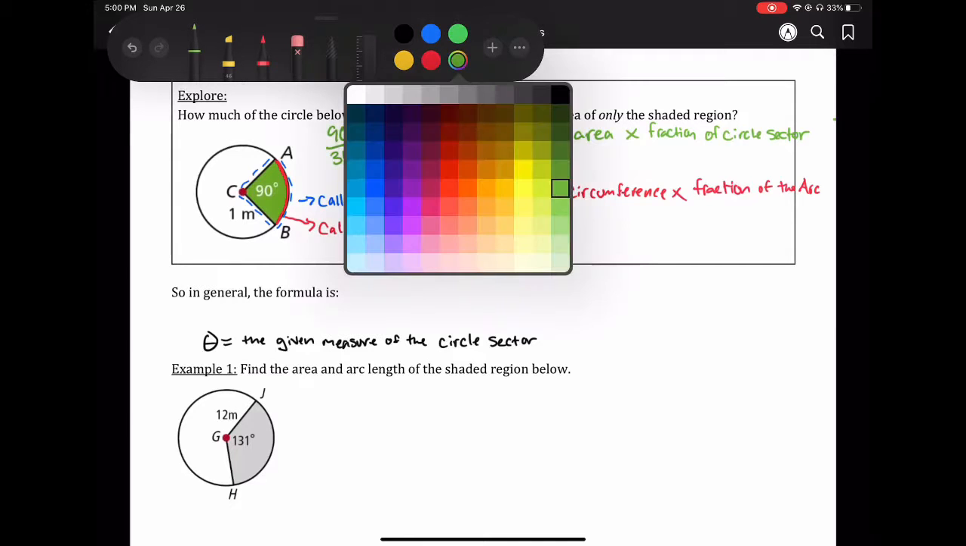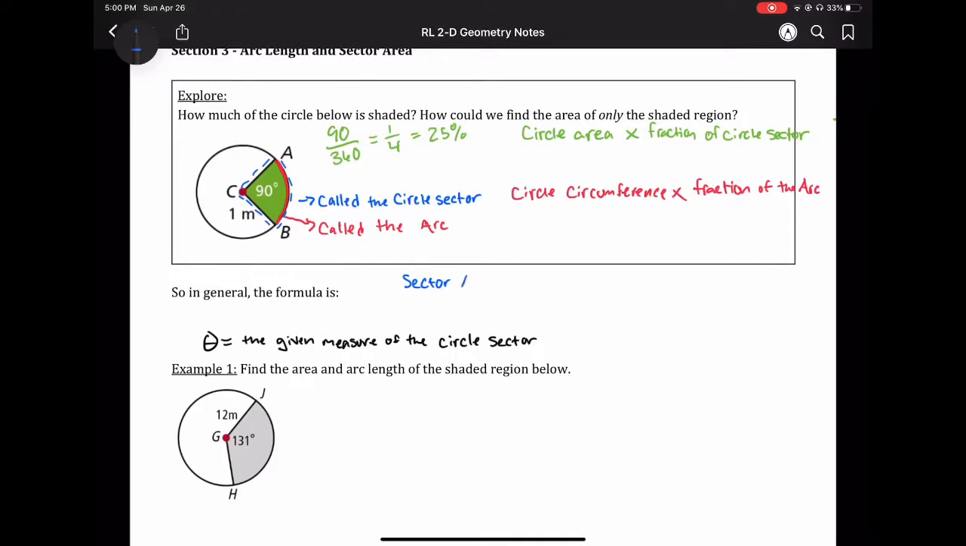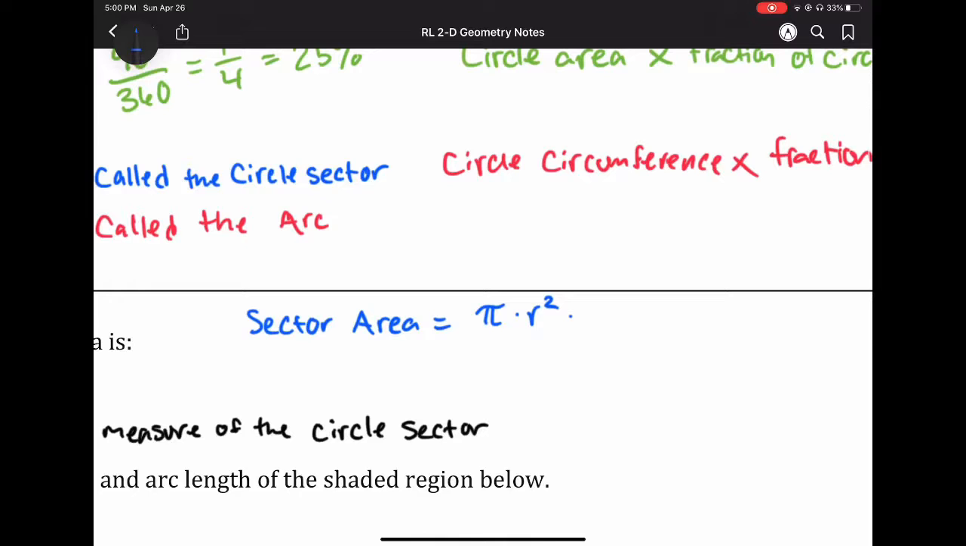All right, so let's go ahead and start with the formula for the circle sector itself. So if we're trying to find the sector area, the general formula is equal to the area of a circle, which is pi times r squared. That's what we talked about last week. Pi times r squared multiplied by the fraction of the circle sector, which in general says times, we'll zoom in here a second, theta over 360 degrees.